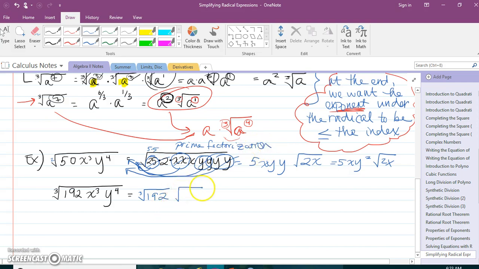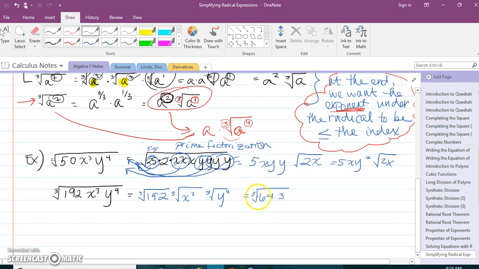So anyway, some people like to write it with a bunch of radicals, giving each term its own radical. Visually, it helps them to do this, and that's fine if you do it that way. So I need two numbers that multiply to 192, where one is a perfect cube this time, and let's see, that would be 64 times 3.